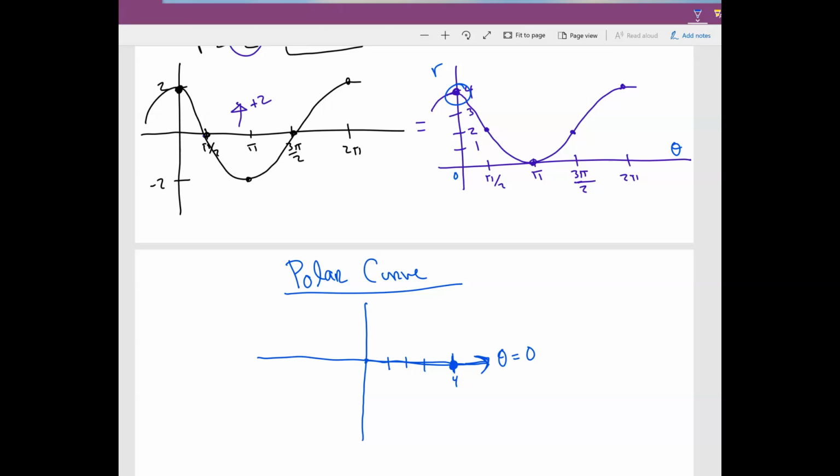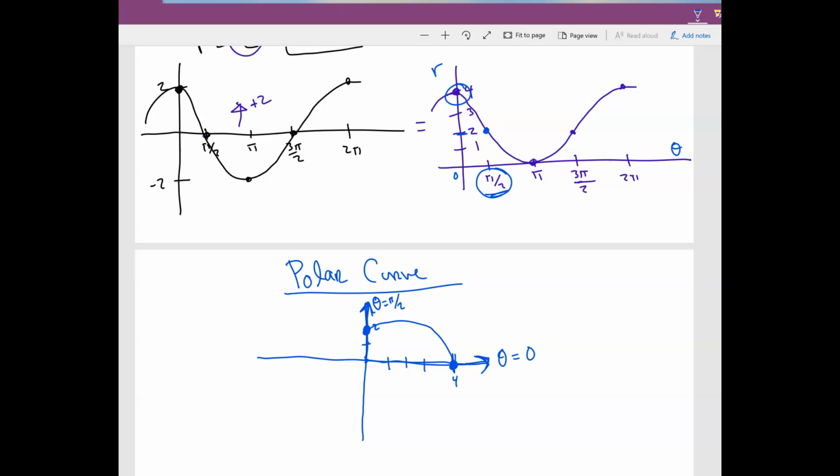Now what we're going to do, we're going to go to theta equals pi over 2. At theta equals pi over 2, what is the radius? The radius is going to be 2. So it's going to go up 2. Notice that in this direction, here's theta equals pi over 2, and you're going to go up 2 units. So I'm going from 4 all the way to 2.